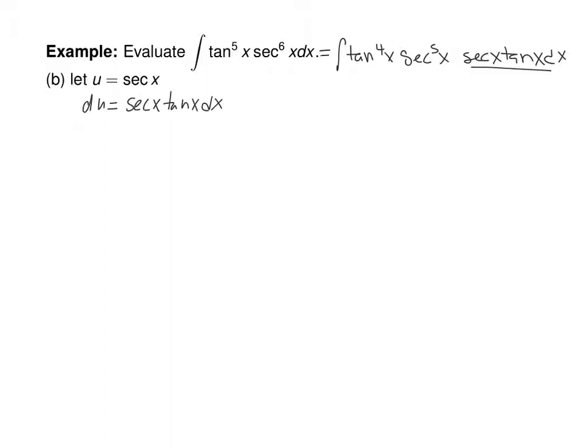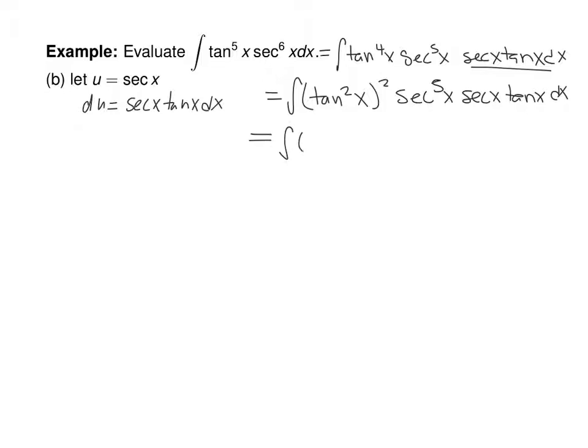So this stuff on the end is getting saved. And the tangents have to change into secants so we can substitute. So we have tangent squared x, that quantity squared. And tangent squared is equal to secant squared of x minus 1. So you have the integral of secant squared x minus 1, that's squared, secant to the fifth x.